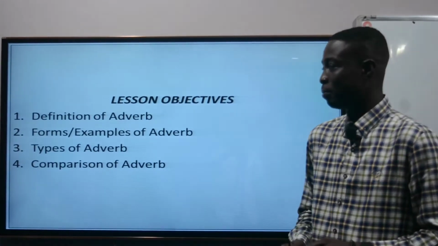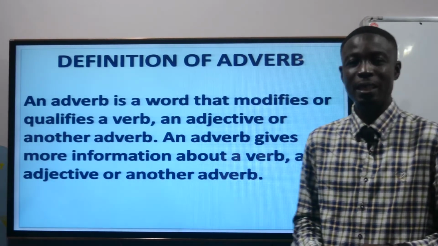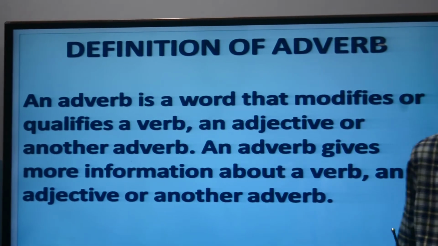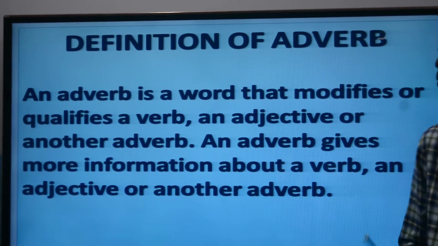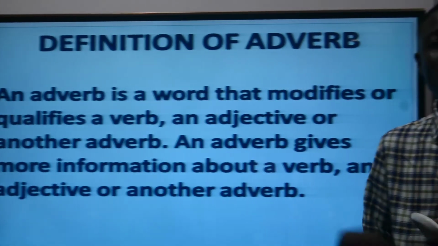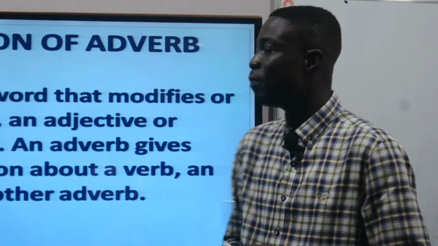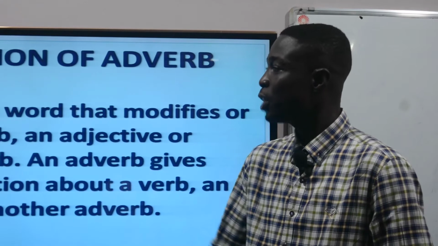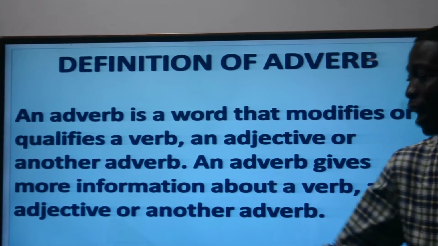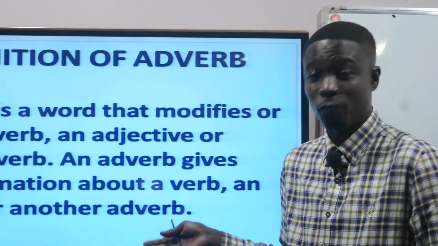So without wasting much time, let us move on to the definition of adverb, which is very simple. An adverb is a word that modifies or qualifies a verb, an adjective, or another adverb. So any word that describes a verb, an adjective, or another adverb is termed an adverb. An adverb gives more information about a verb, an adjective, or another adverb. So this is the simplest definition for adverb.